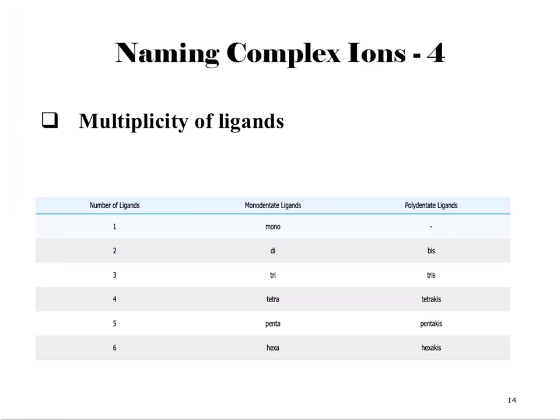The multiplicity of ligands, so at least these are simple for the monodentate ligands, right? Those are the same prefixes that you know for naming covalent compounds, right? Mono, di, tri, tetra, penta, and then hexa. For polydentate ligands, mono wouldn't make sense because polydentate ligands only take up 2 spots no matter what. Bis, tris, tetrakis, pentakis, and hexakis are the prefixes, right? I'm not sure where those come from. I don't know why they had to change it for that. But that's the naming convention for polydentate ligands.